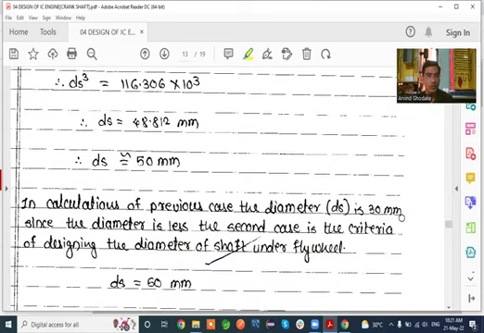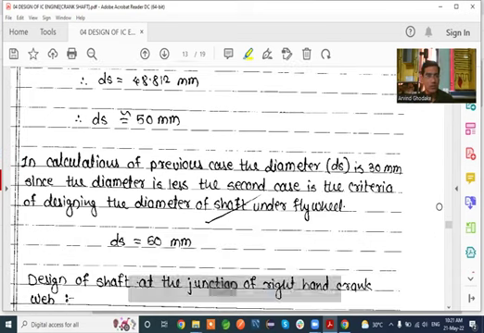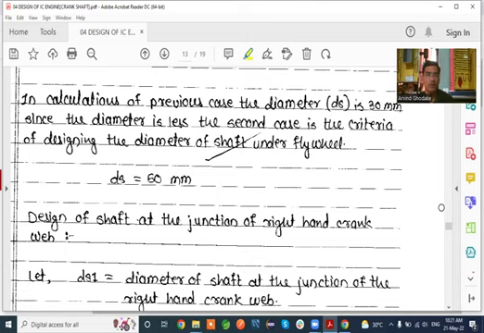Therefore, in calculation of the previous case, the diameter ds is 30 mm. Since the diameter is less, the second case is the criteria of designing the diameter of the shaft under the flywheel. Therefore, ds is equal to 50 mm. Now, design of the shaft at the junction of the right hand crank web.